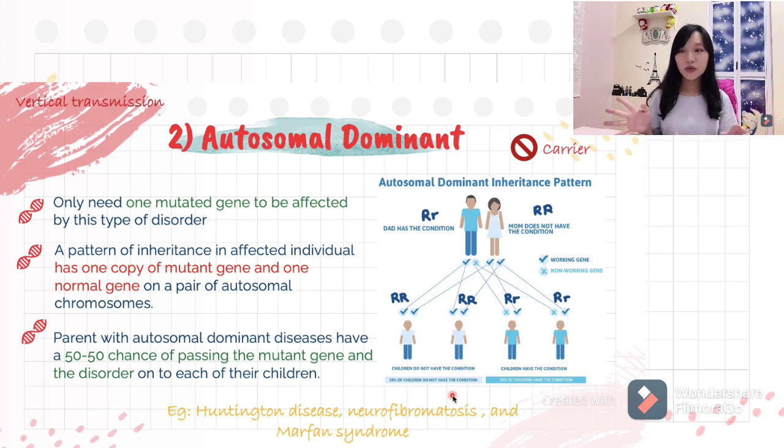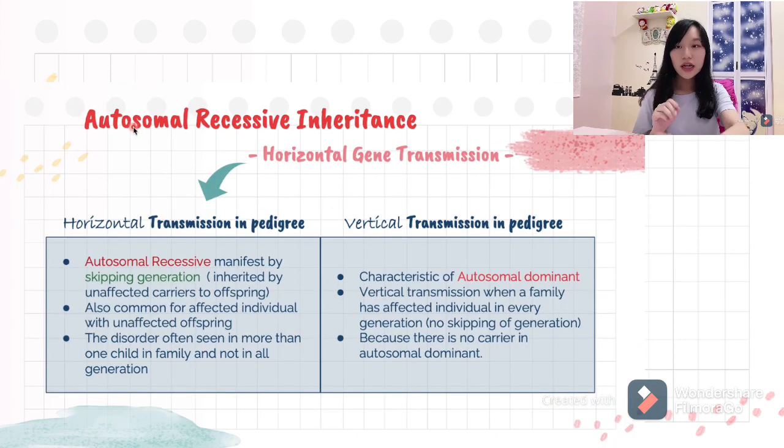Examples of autosomal dominant diseases are Huntington disease, neurofibromatosis, and Marfan syndrome. In addition, autosomal dominant diseases follow vertical transmission in the pedigree. Next, I will be discussing the difference between horizontal transmission and vertical transmission, which are practiced by autosomal recessive and autosomal dominant inheritance respectively.